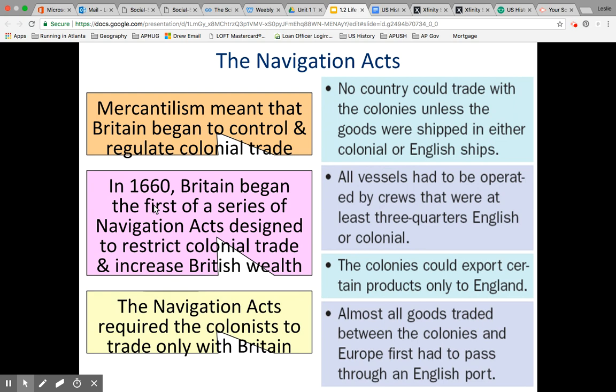The Navigation Acts required the colonists to trade only with Britain. And if you look at these laws on the right-hand side of the screen, you can see that the laws were pretty limiting. You can't trade with the colonies unless you use English ships. Crews of boats had to be at least 3/4 English or colonial. So there's all these stipulations that Britain is putting on the colonies in order to make sure that they make the most money possible.